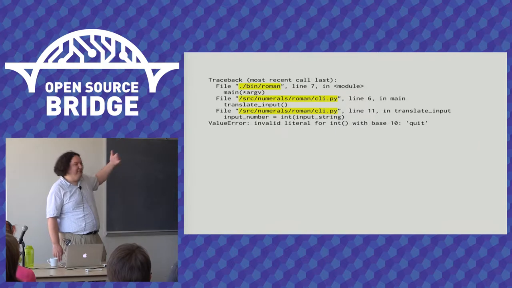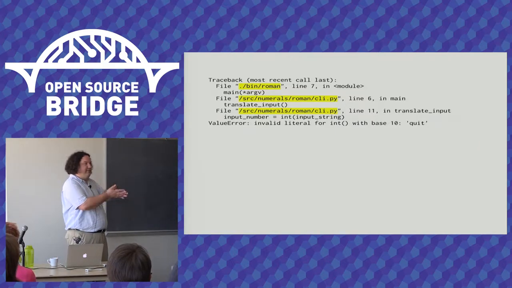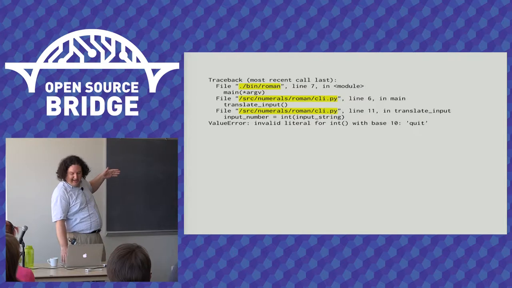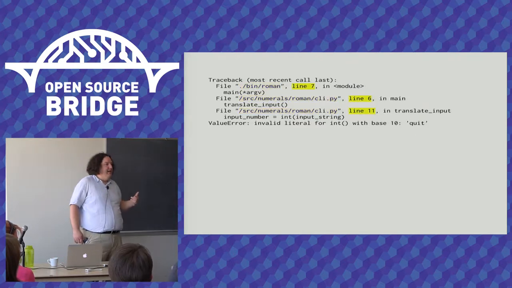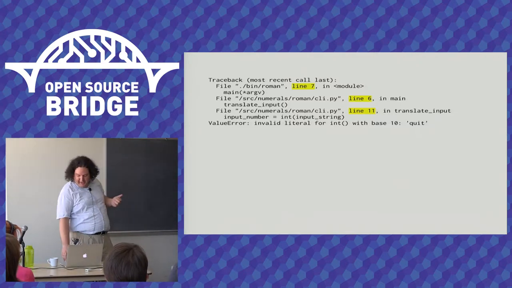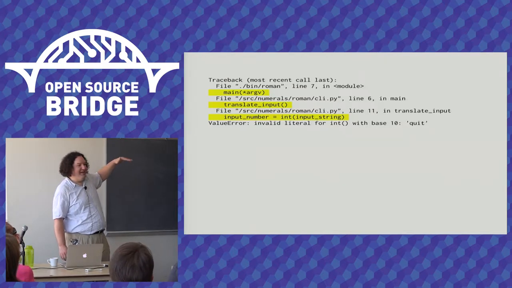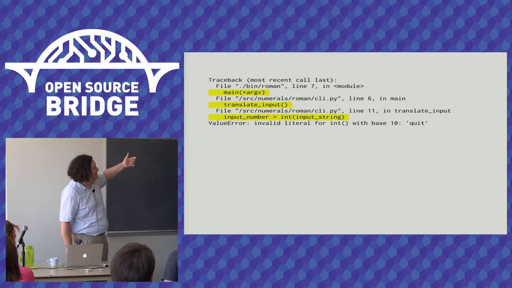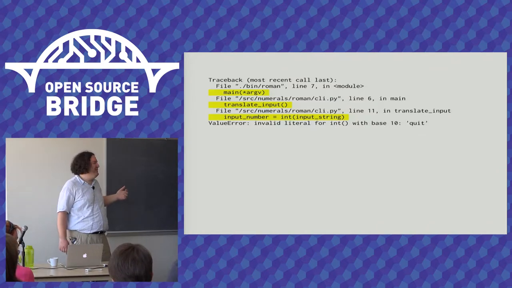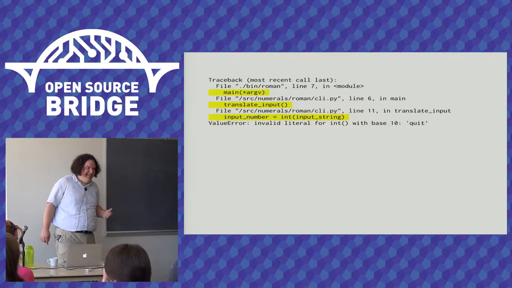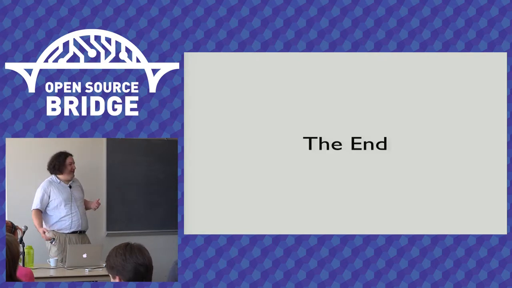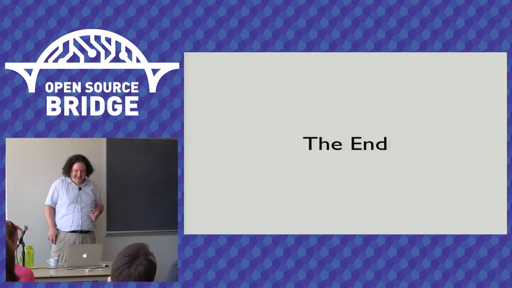It also tells you what file it was in for each of those frames of the stack, and what line of the file it was on when it failed. And if your language is especially helpful, it will even tell you what line of code it was running, what the line of code actually was. Python does that. I don't know if there are others that do that, but I only really noticed it while I was preparing for this talk, and it's great. So that's how you read a stack trace. Thank you all for coming.